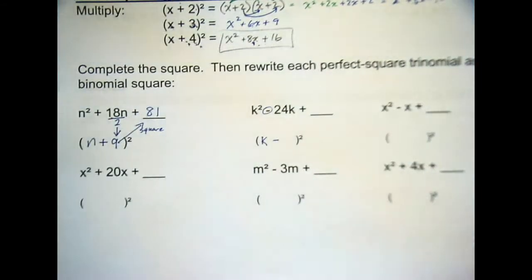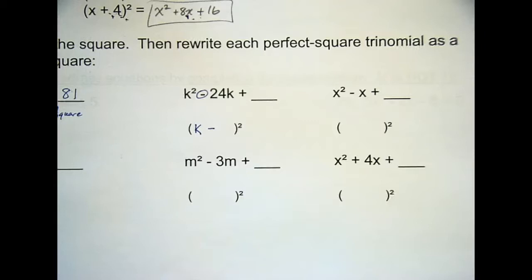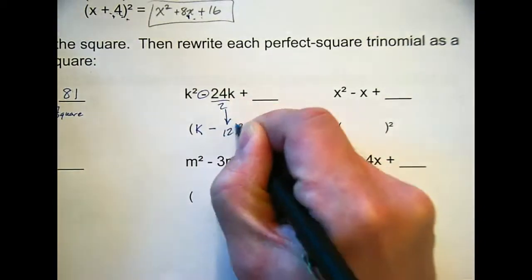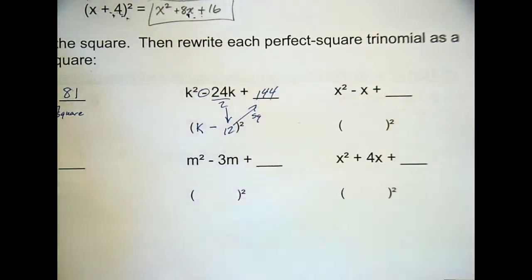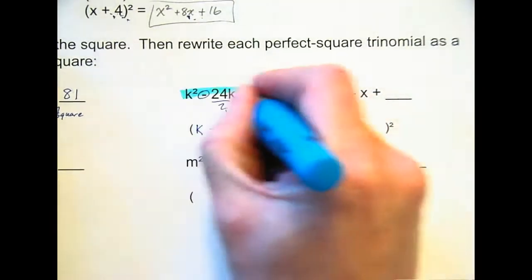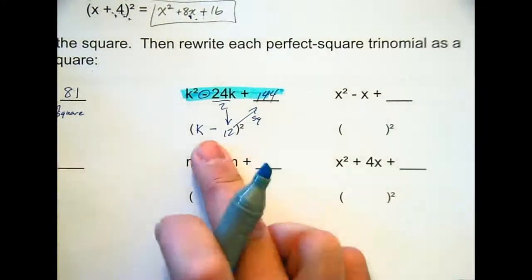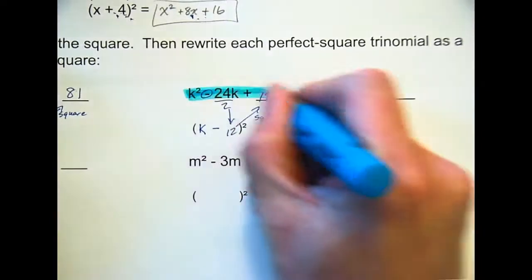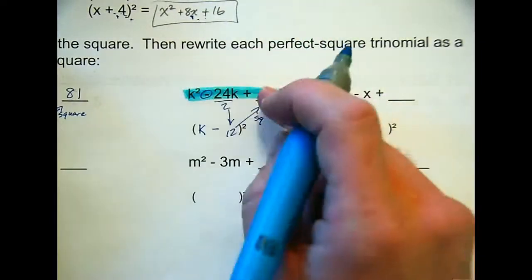Okay, a bunch of you are cruising right ahead. You're working through these. That's great. This one cut in half, that's 12 squared is 144. You guys, this thing right here, this is the perfect square. The trinomial is. The binomial is not, I mean, it's a binomial that's being squared, but your perfect square is up here. It's a perfect square trinomial. That's the square you're completing.